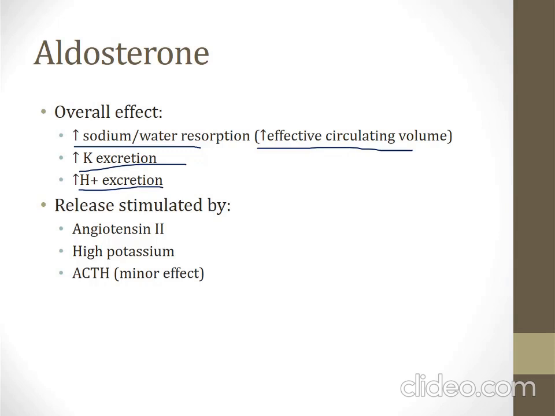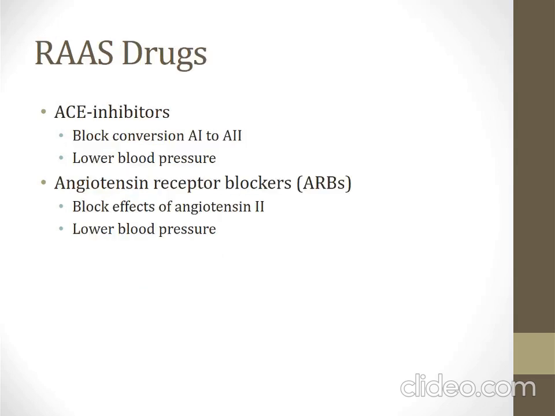The major stimuli for release are angiotensin II and high potassium. In addition, ACTH can stimulate some aldosterone release, but this is really a minor effect. These two are the major stimuli for aldosterone release. The RAS is very important to understanding the physiology of shock and heart failure and many other disorders. It's also important because there are lots of drugs which act on the RAS system. I talk about all of these in other videos, but I'll just summarize them here for you.